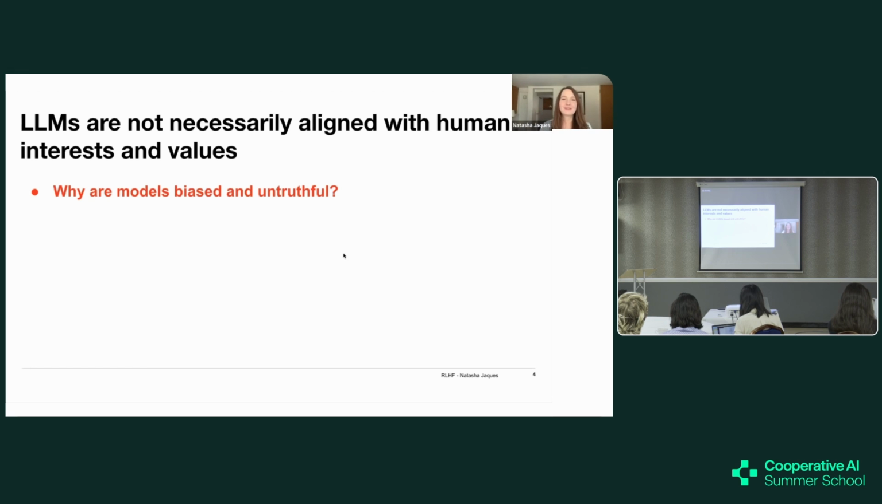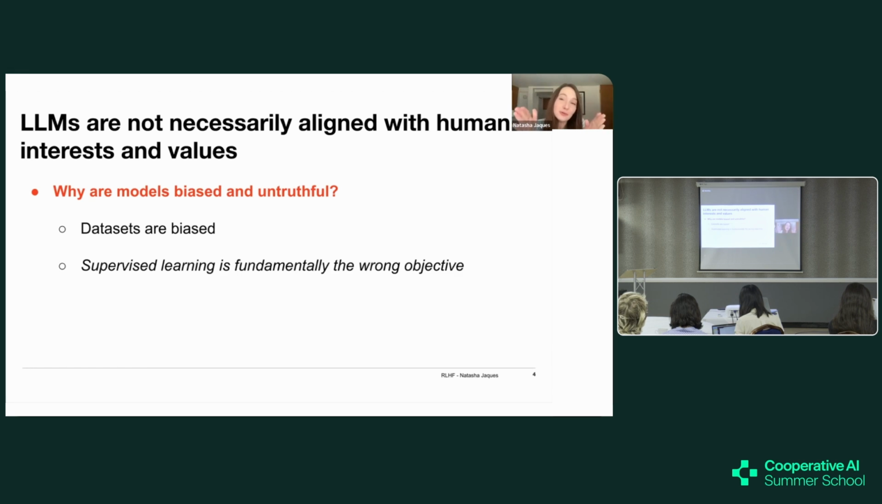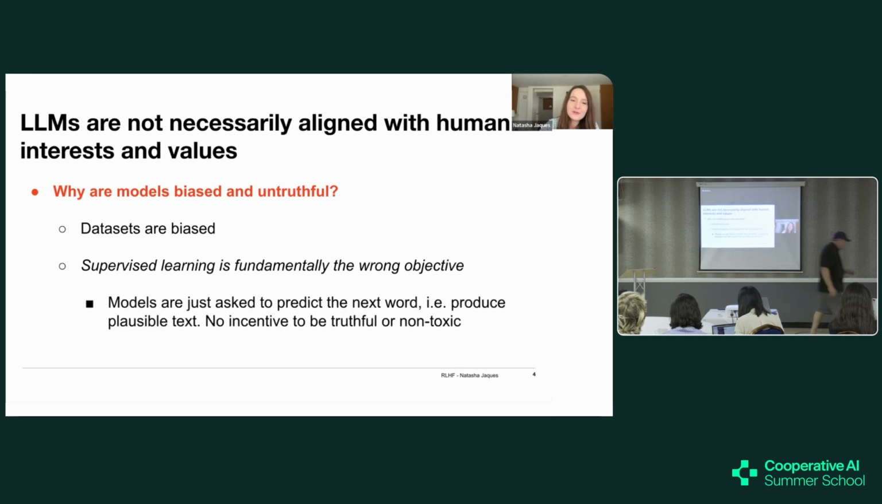So the training data evidently contains a bunch of biases, for example. But I would actually argue there's something a little more subtle going on here too, which is that supervised learning is fundamentally the wrong objective to train a language model that's aligned with human values. Models are just being asked to predict the next word or produce plausible-seeming text. The text just has to seem real, but there's no incentive to actually be truthful or unbiased. There's nothing in the objective that trains you not to lie or not to say something toxic. So maybe we need some other objective in addition to this to get aligned models.